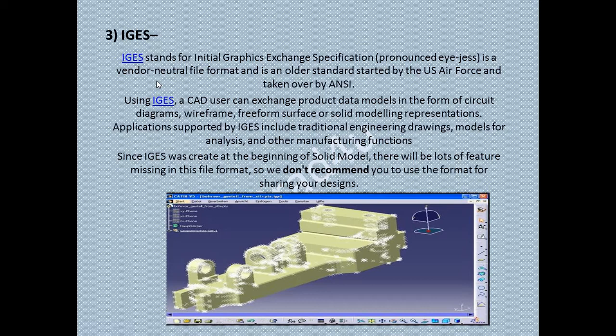So it is mainly a neutral file format. It is mainly used for data sharing for only reference models. This is also a used format. IGES formats in our manufacturing sectors are mainly used for VMC tooling, VMC manufacturing applications.